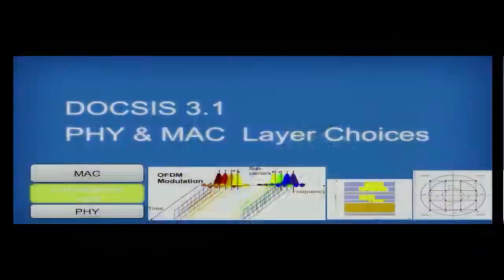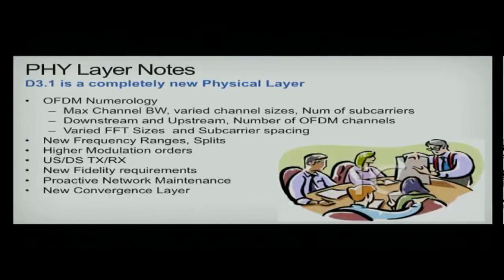Okay, so we looked at some of the choices already. We talked about the higher orders of modulation. We talked about OFDM. The graphic on the far left is a new convergence layer we talked about. So the team has been working on DOCSIS 3.1 for about a year and two months now.